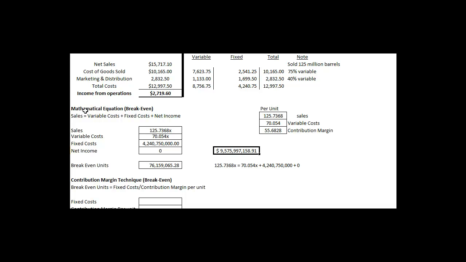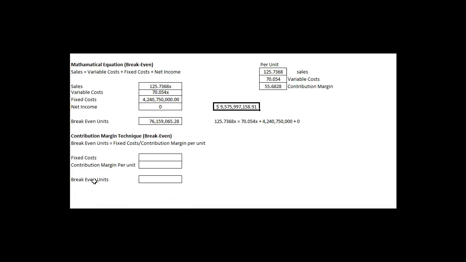So that was using the mathematical equation. Let's look down here now at the contribution margin technique. This will give you the same answer, hopefully, as the other one. The fixed costs are the same as up here. My contribution margin per unit I calculated over here. And the formula to get the break-even units is right here. Take the fixed cost, divide by the contribution margin per unit. And look at that. It happens to exactly match. Let's just verify that. If we subtract each other, they're exactly the same.